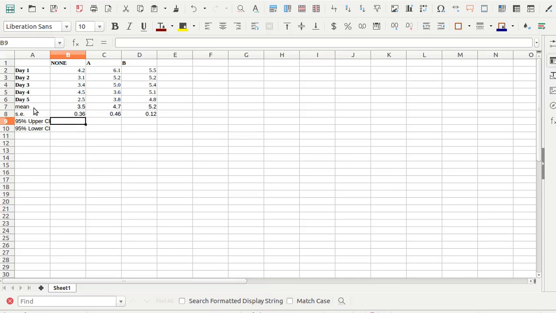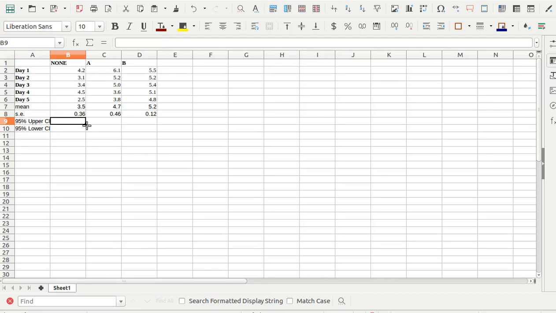How many items are there? There are 5, so there are 4 degrees of freedom, and for a 95% confidence you're going to read across the 0.05 alpha value. Okay, so you're going to read down the rows until you get to 4 and across until you get to 0.05. That'll give you a value for t of 2.776.